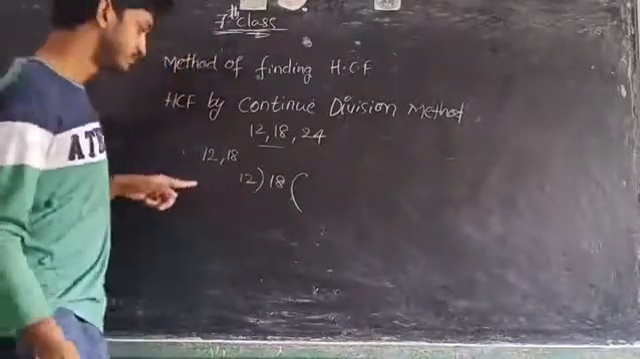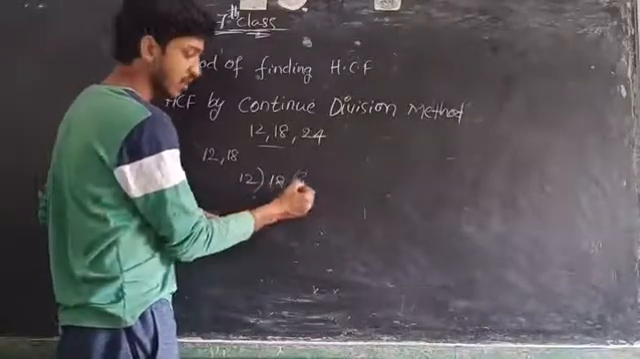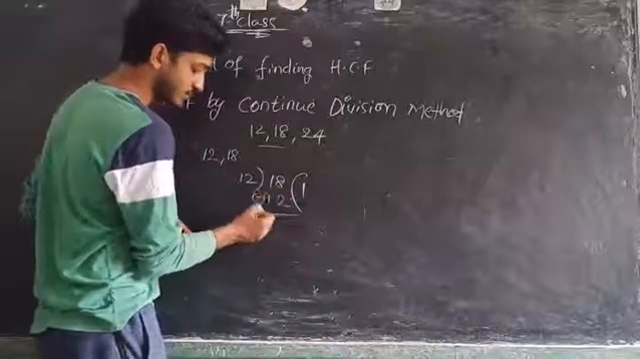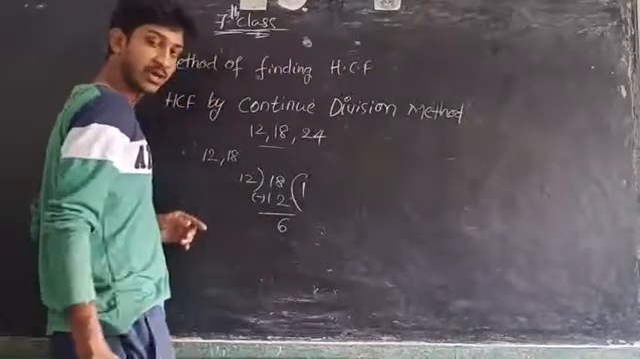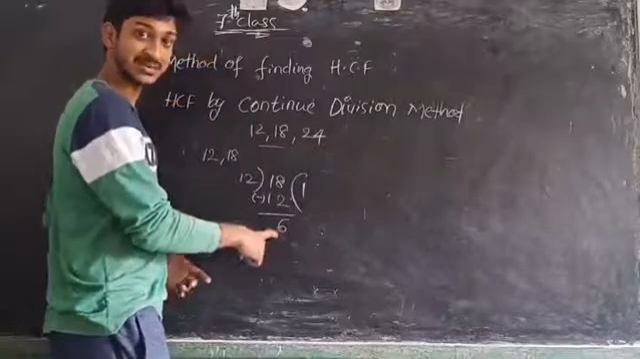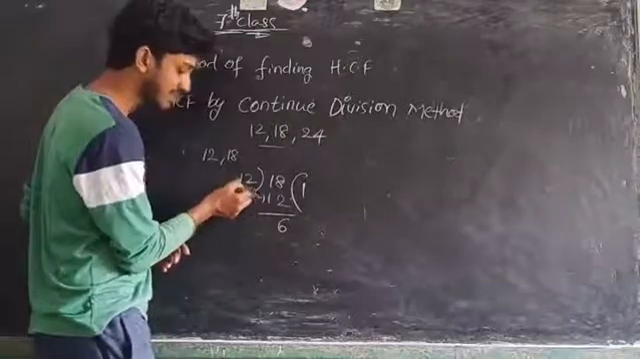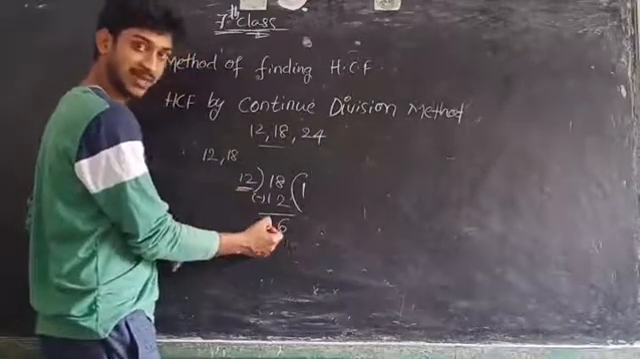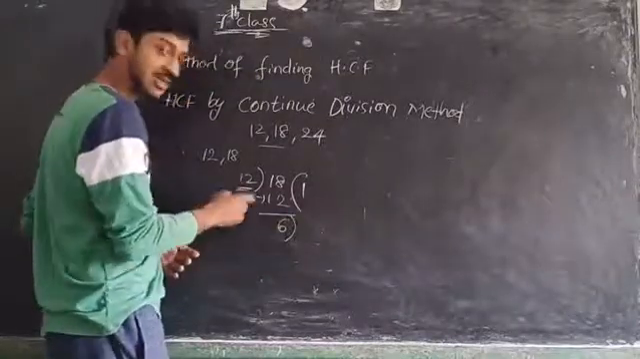See here, how many times? 1 time. 12 ones are 12. Now subtract it. 18 minus 12 is equal to 6. Now take this remainder as the divisor, and this divisor becomes the dividend.